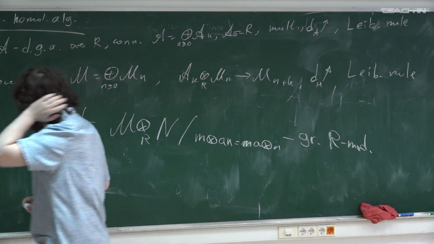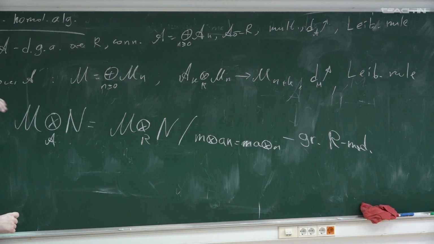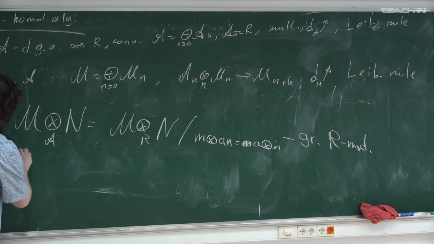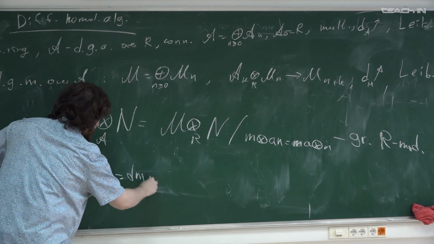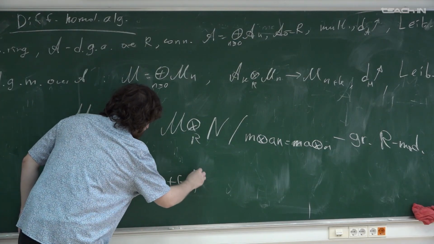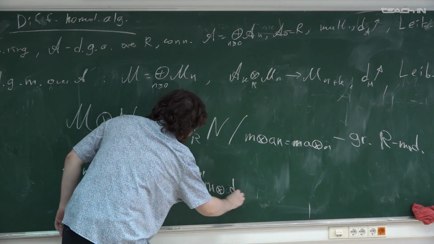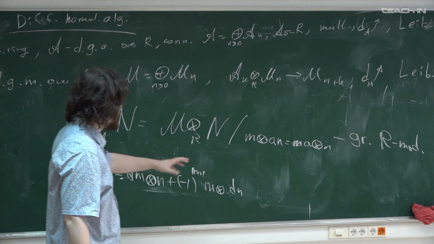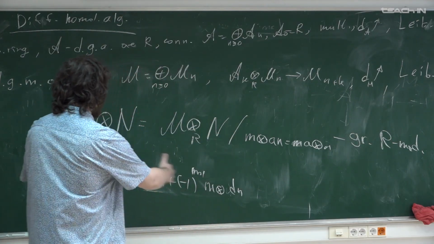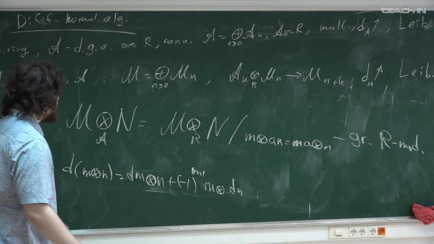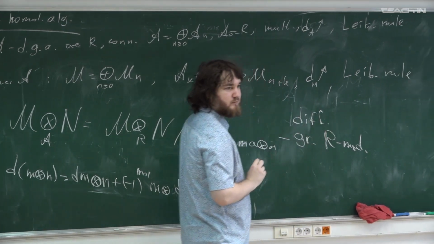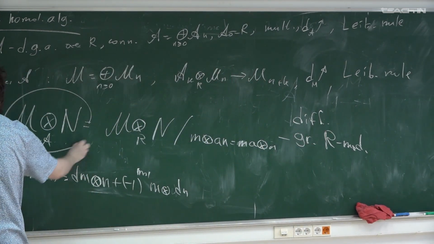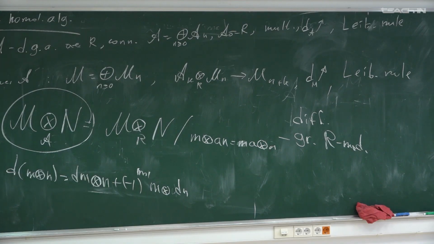Now I want to define the differential, by the Leibniz rule: d of m tensor n. You can check that this differential preserves this ideal, and so you obtain a differential on this tensor product. So in fact, it's a differential graded R module.